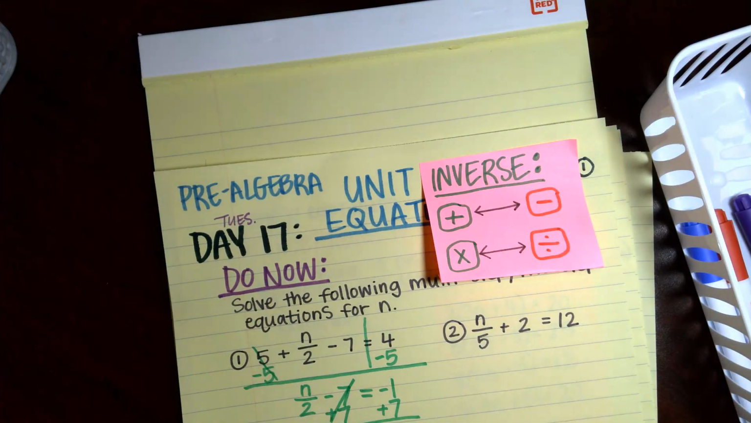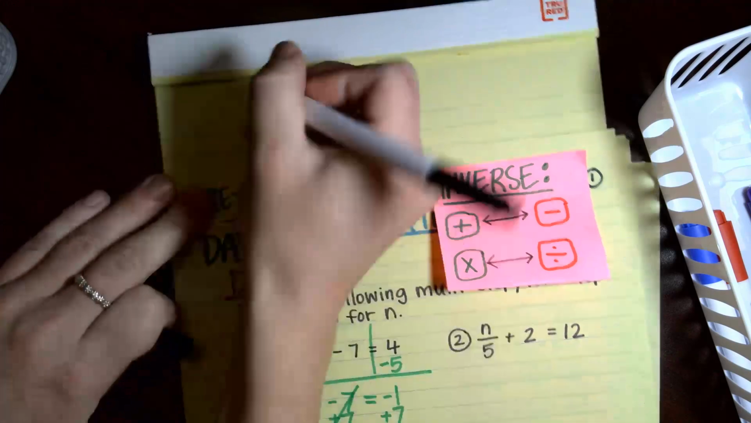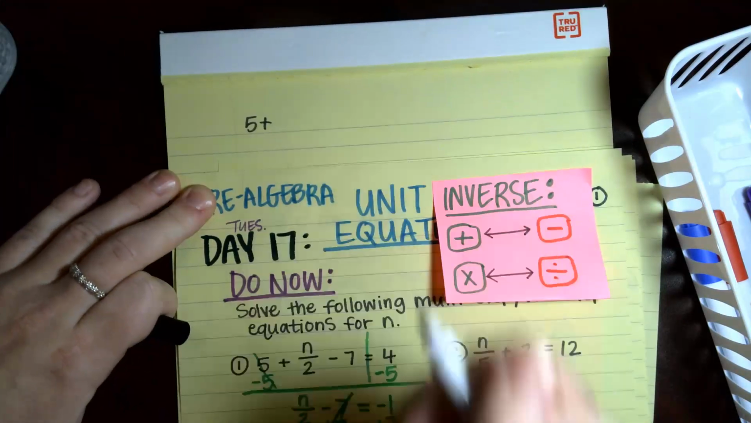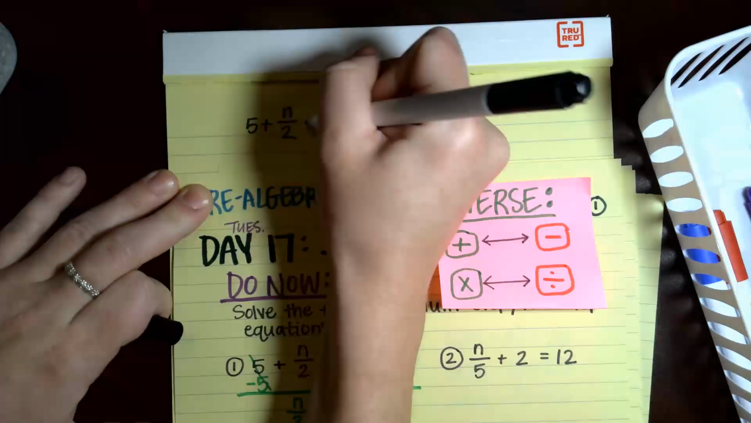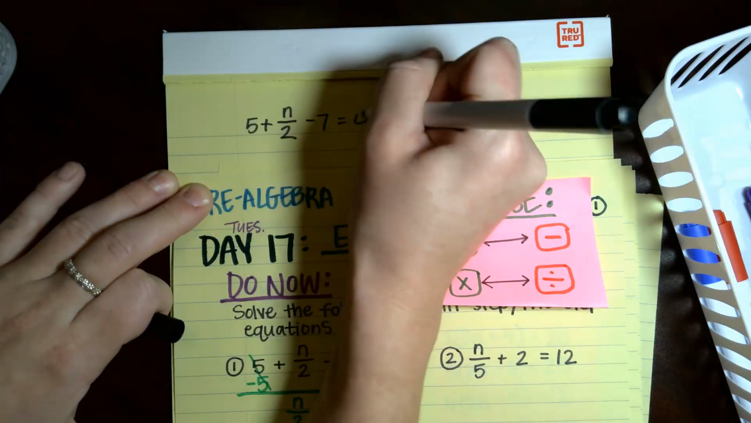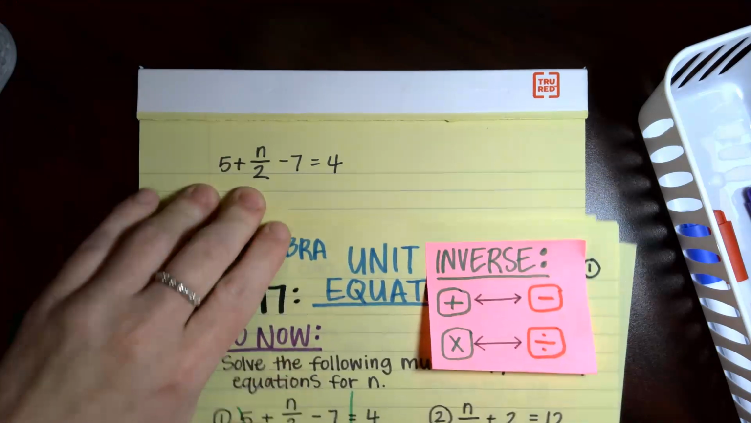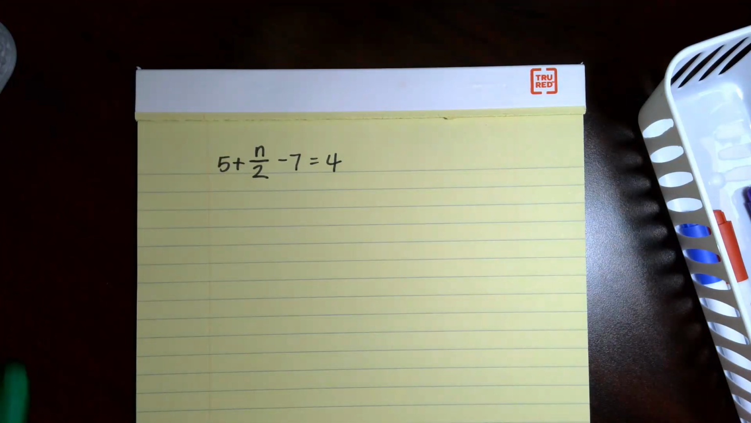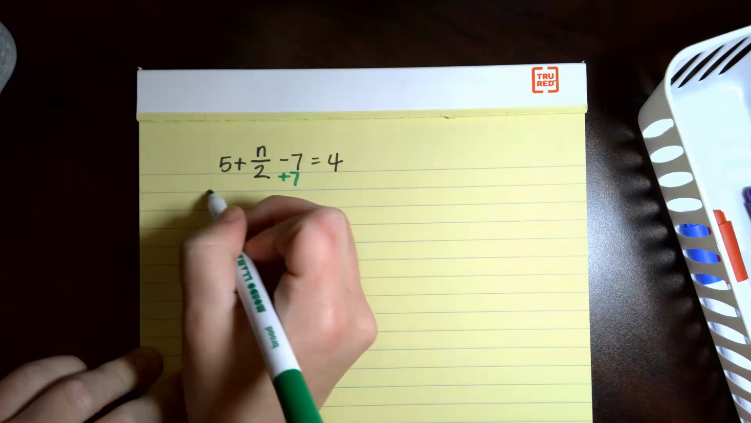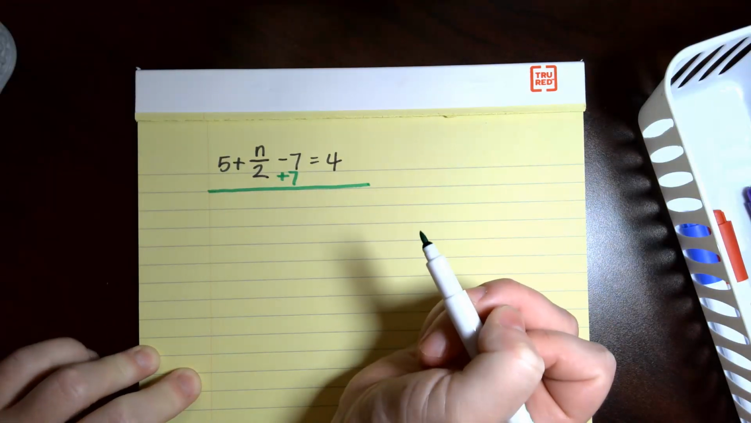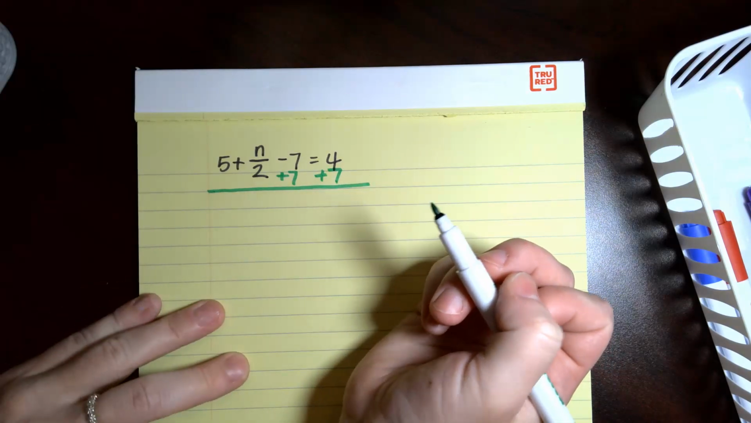So let me rewrite the problem. I have 5 plus n divided by 2 minus 7 equals 4. All right, so Jenny, you said you started with the plus 7? Yeah. So first we add 7. And I did the plus 7 on the 4. Okay, also on the 4. Then what'd you do? Canceled out my 7.